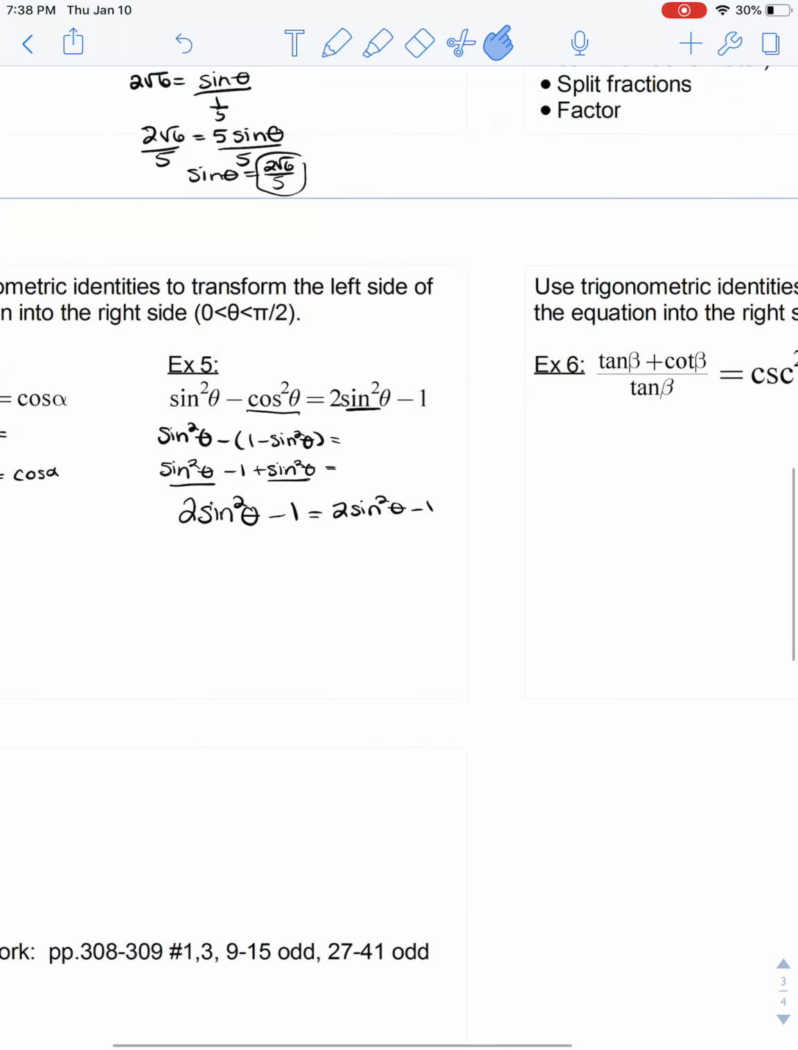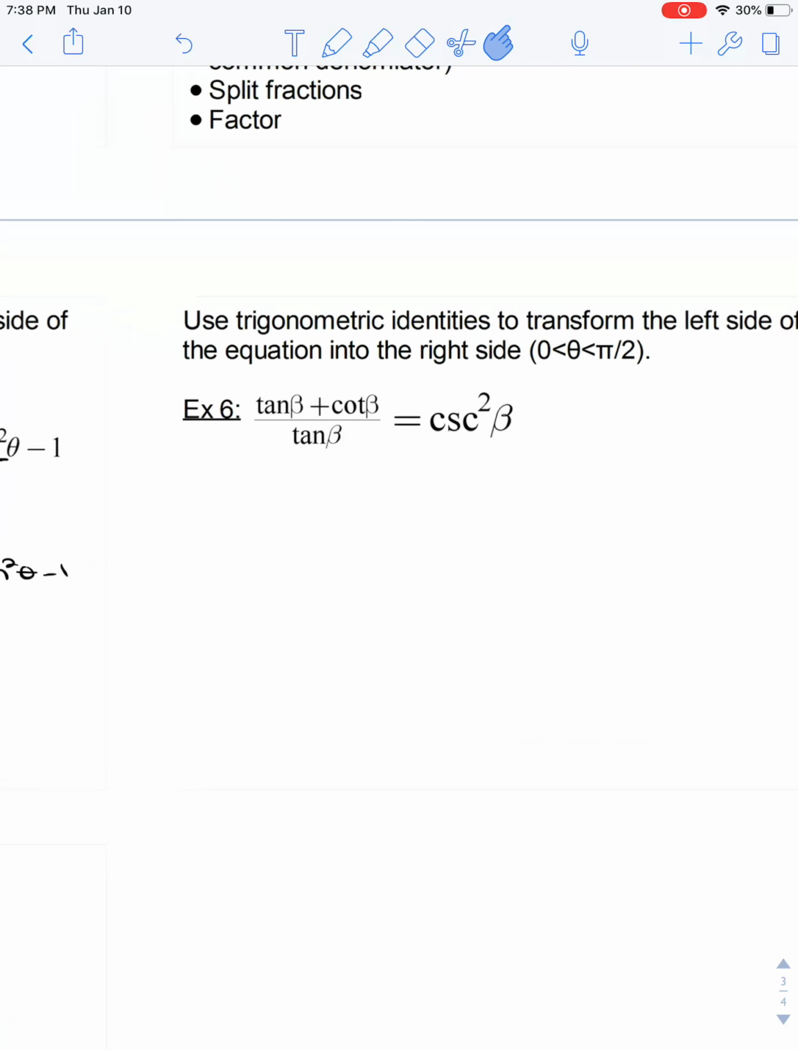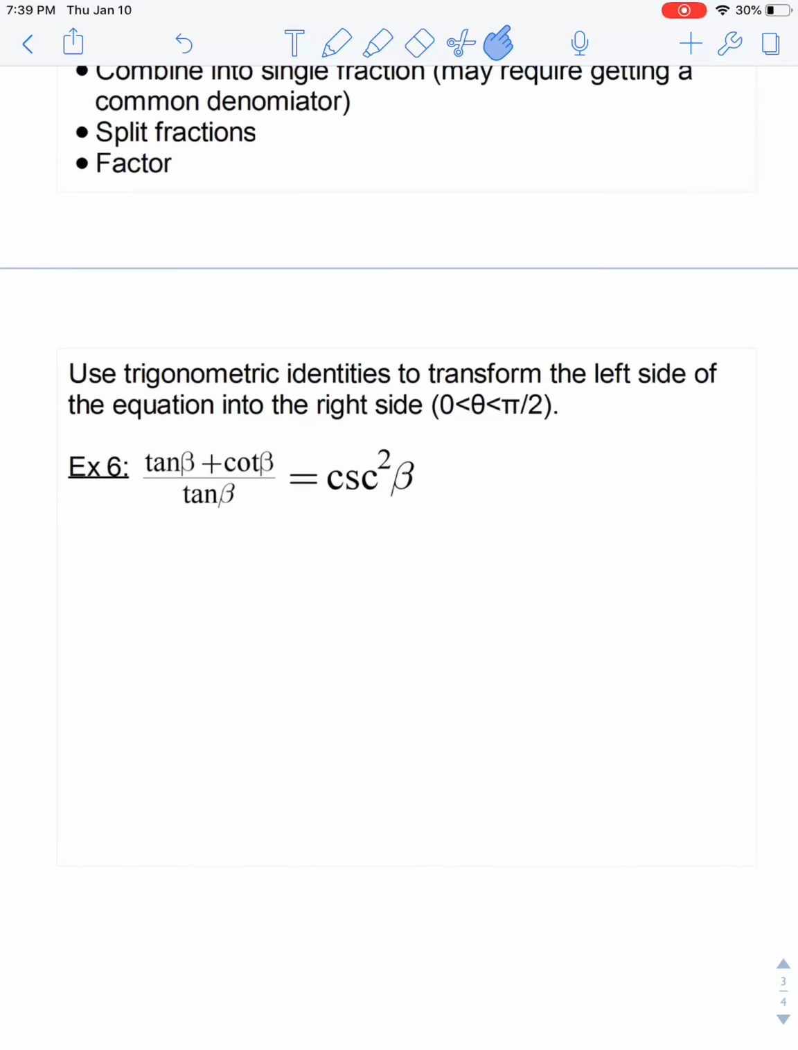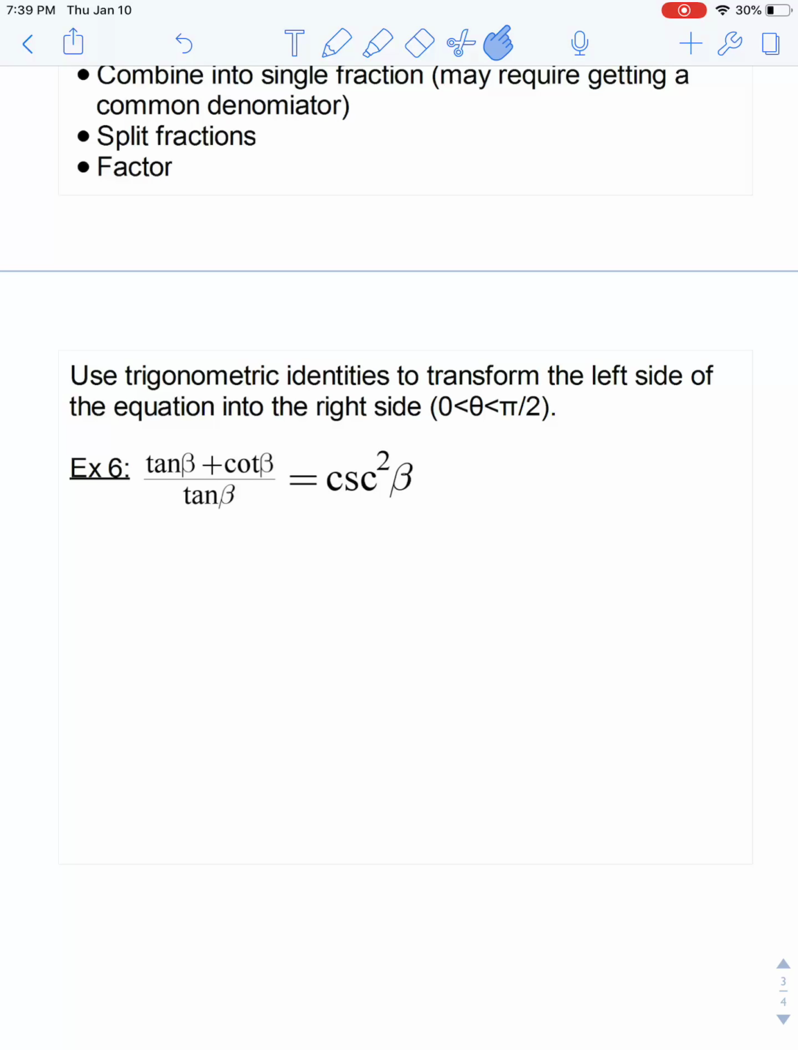All right, so if I look at this last one, it says use identities to transform the left-hand side to the right-hand side. So now I have tangent beta plus cotangent beta, divided by tangent beta, equals cosecant squared beta. I'm going to use a couple of these tips. First, it looks like we need to get everything in terms of sine and cosine, because on the left-hand side I have tangents, on the right-hand side I have cosecant. So somehow that becomes the reciprocal of sine.